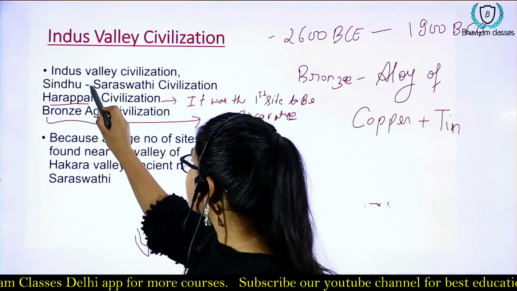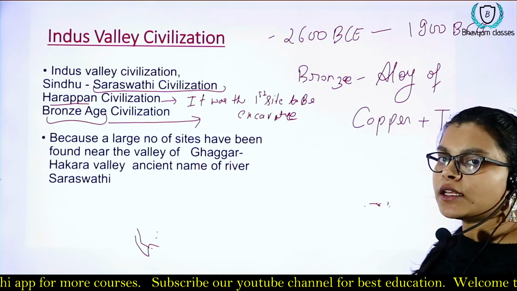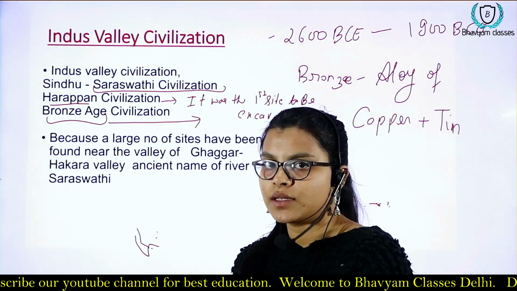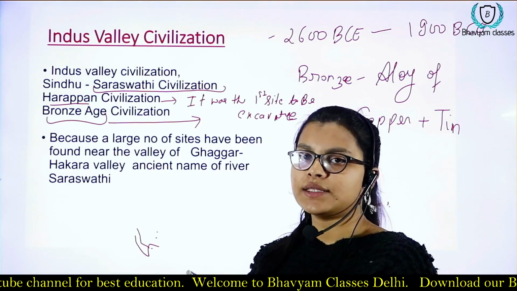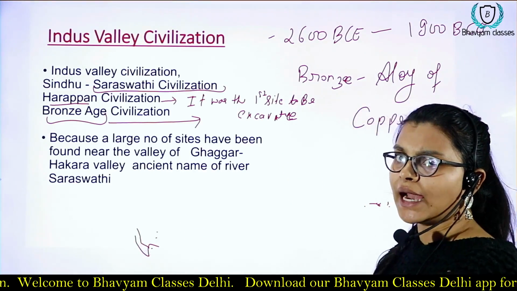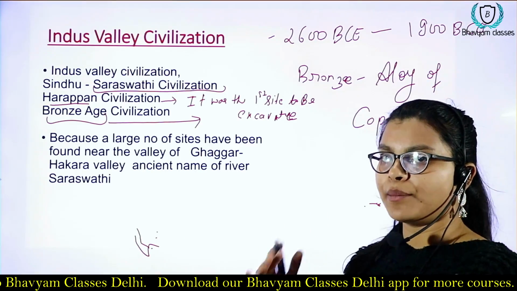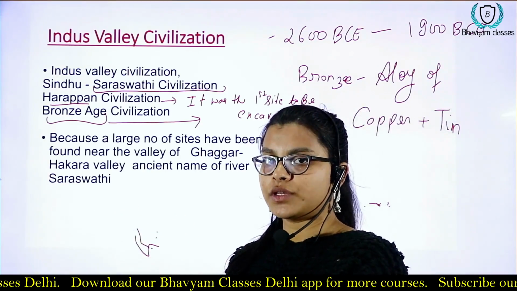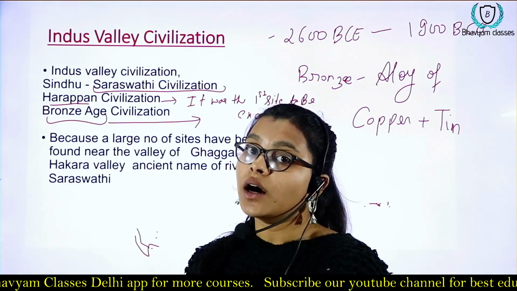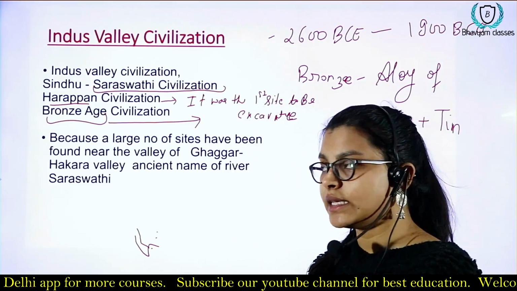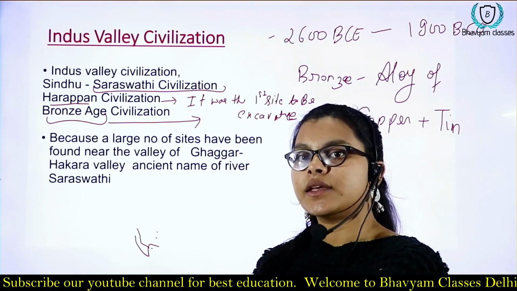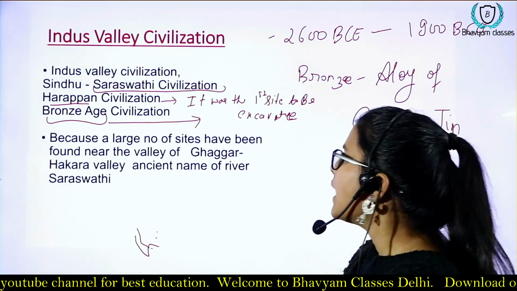Now we come to Saraswati civilization. It is also known as the Saraswati civilization because we find a lot of Harappan sites, or you can say Indus Valley sites, on the bank of the dried river Saraswati. During that time, because of tectonic movements and climate change, the river dries, the river changes its course because of tectonic movement. We see earthquakes happening. We see earthquakes in Turkey and Syria. So all these things happen because of tectonic movements. So we find a lot of sites on the banks of river Saraswati.